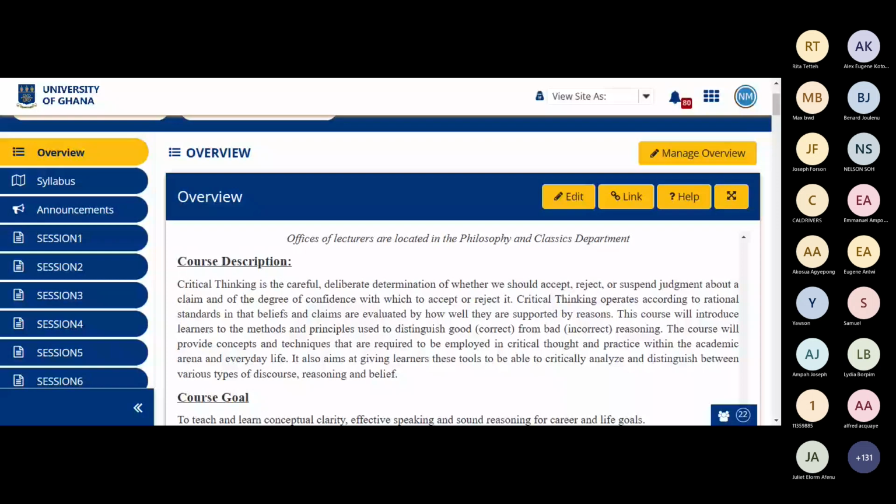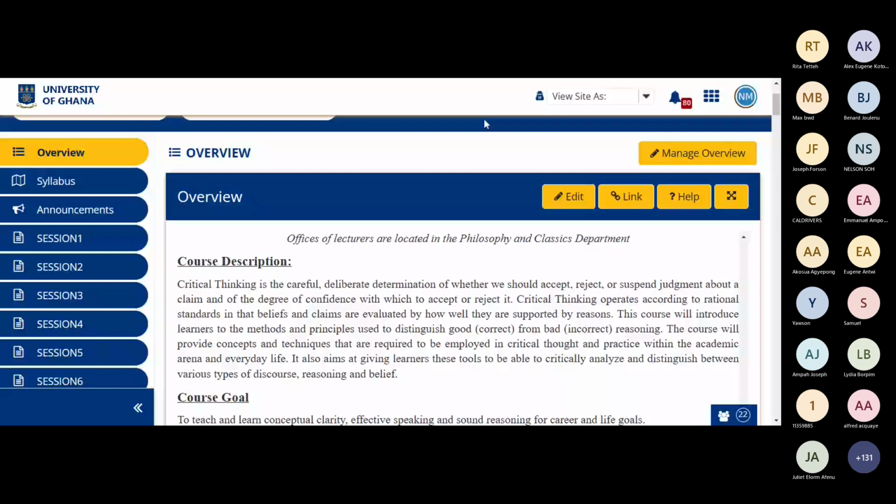It also aims at giving learners these tools to be able to critically analyze and distinguish between various types of discourse, reasoning, and belief. Thank you so much. That was well read. Thank you very much, Isaac.